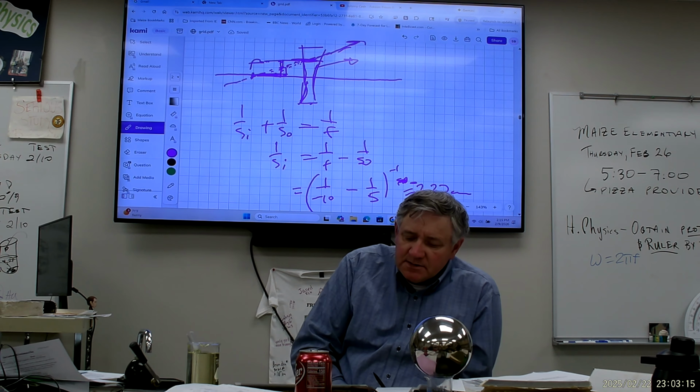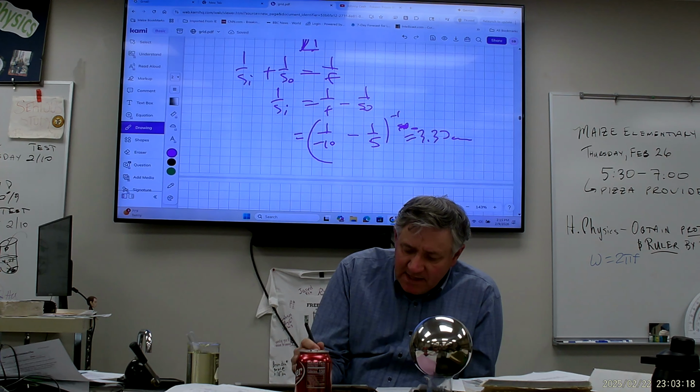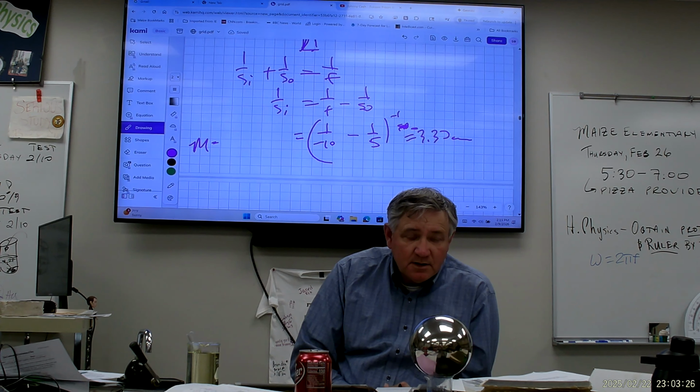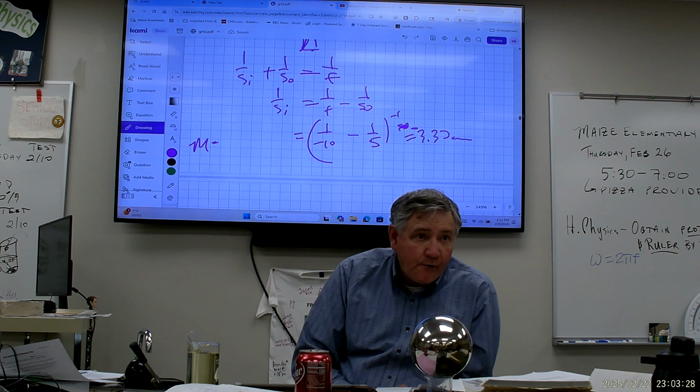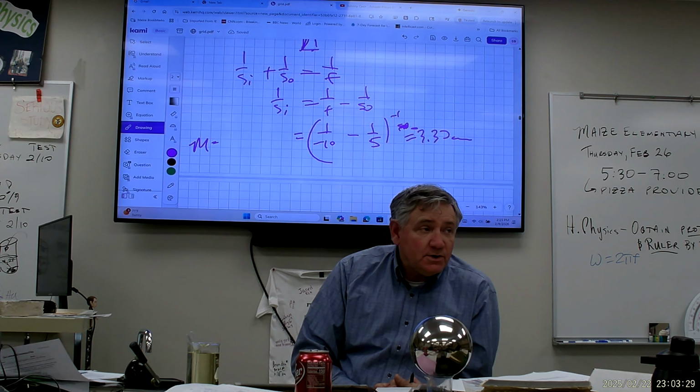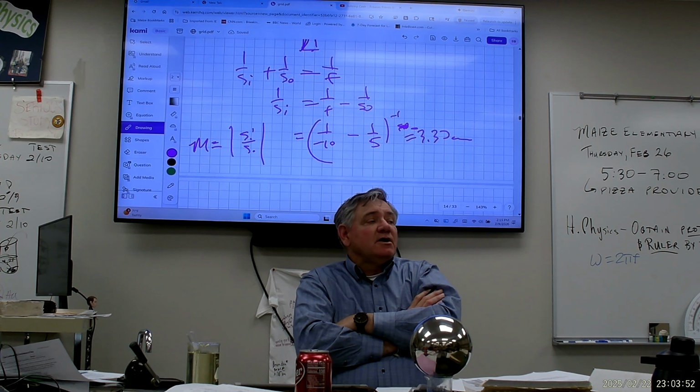Okay, cool. So, if you were to calculate the magnification, how could you calculate the magnification? Negative si over ho or si over so? Si over so. Why? Because what do you not know? You don't know the height. You're not given any information about the height. Now, what's on your equation sheet is an absolute value of si over so. Okay, that's what's on your equation sheet. I'm just telling you that's what's on your equation sheet.